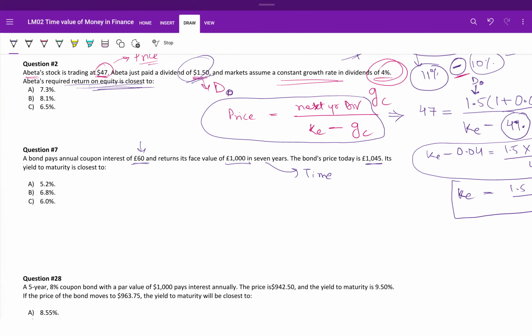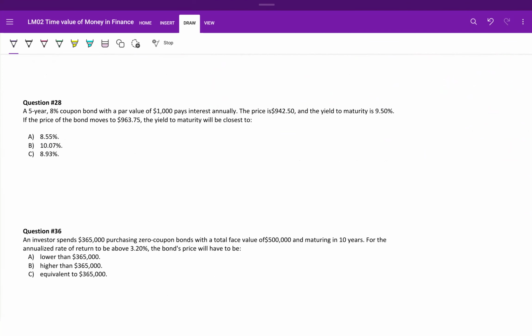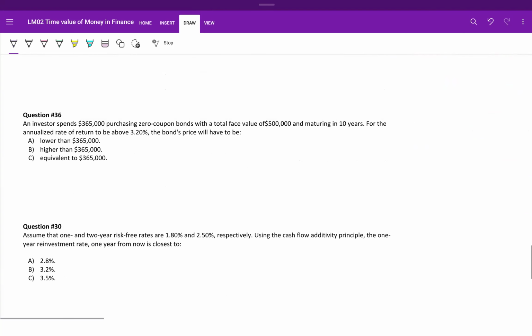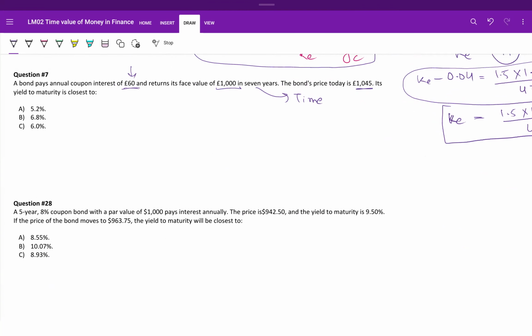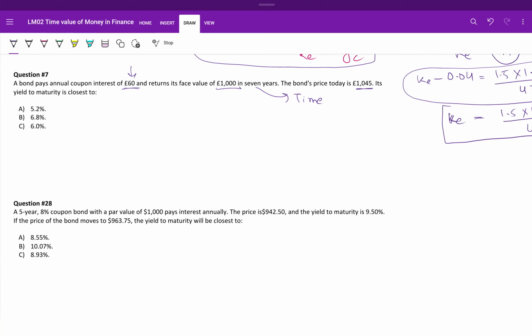So this actually is a question from bonds, and let's anyways do this. No issues. I think I have added this here. No problem. We will discuss since we are discussing about equity and the LOS is interpret the implied return of fixed income instrument and required return of implied growth of equity and as well as fixed income. So let's do this anyway, no problem.